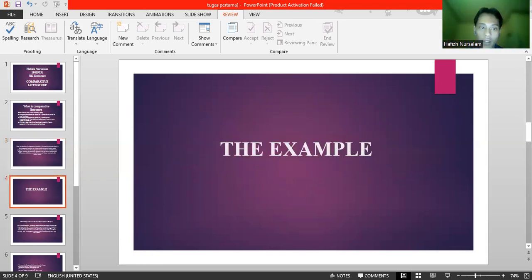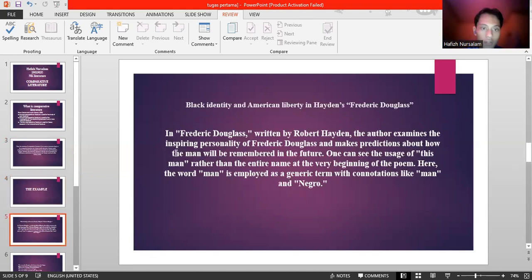So, after the explanation of comparative literature, now we move to the example of comparative literature. So the first one is Black Identity and American Liberty in Hayden's Frederick Douglass.